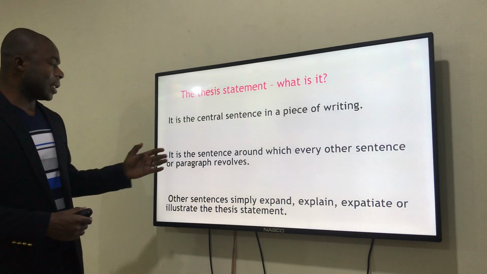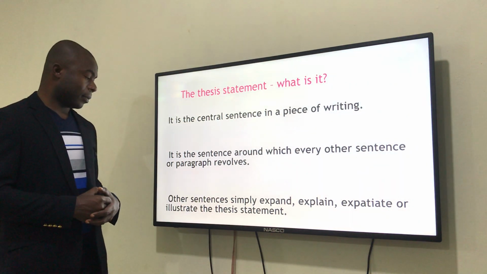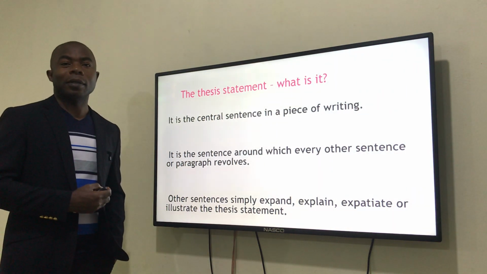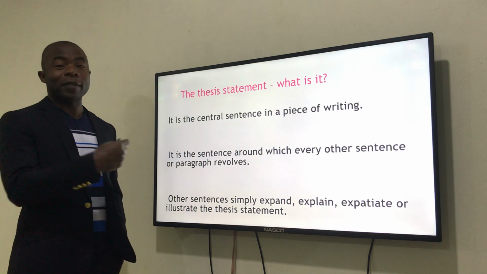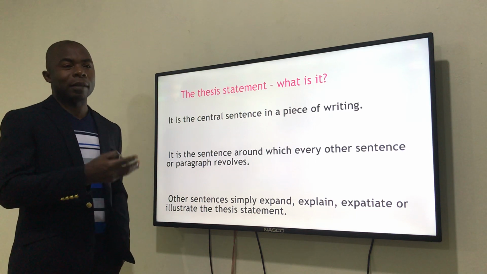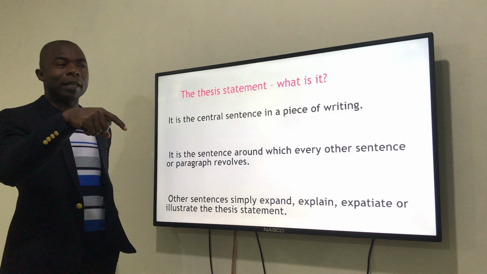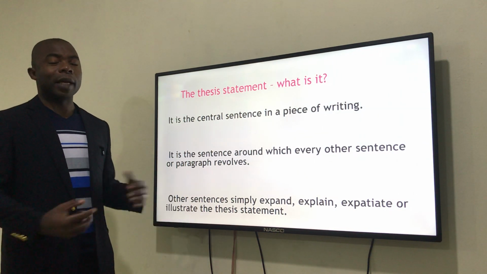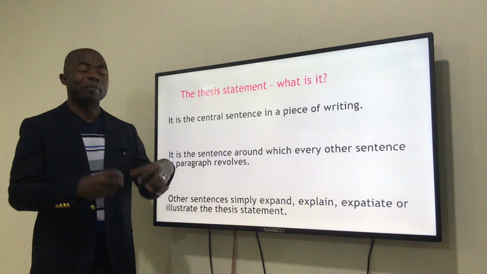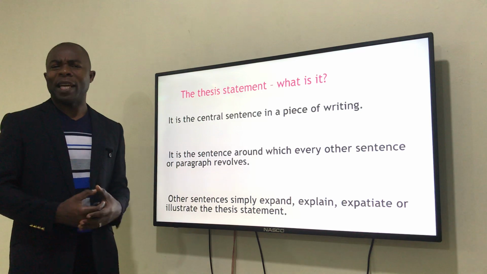It is the sentence around which every other sentence or paragraph revolves. We can illustrate this with the solar system. It is called the solar system because it is named after the sun, solar. Mercury, Venus, Earth, Mars, Jupiter, and all the other planets revolve around it. Without the sun, we wouldn't have a solar system. By the same token, without the thesis statement, the central sentence in a piece of writing, what we write wouldn't make so much meaning.